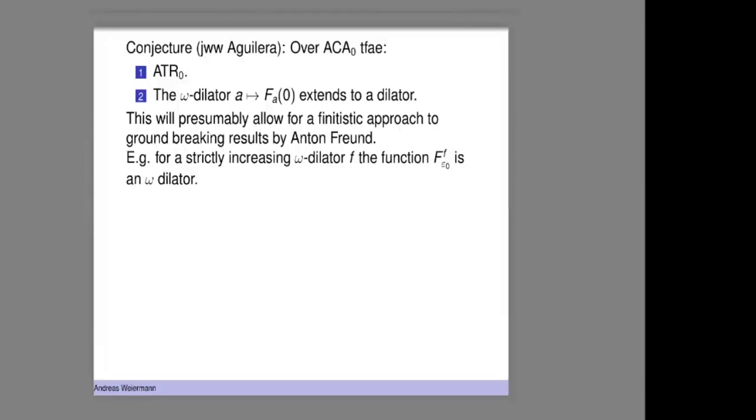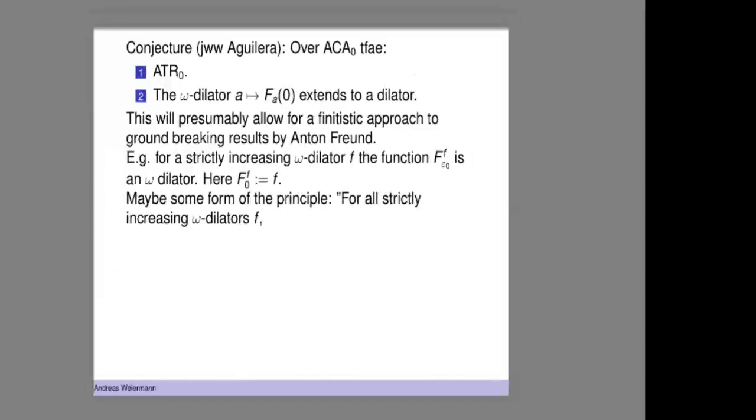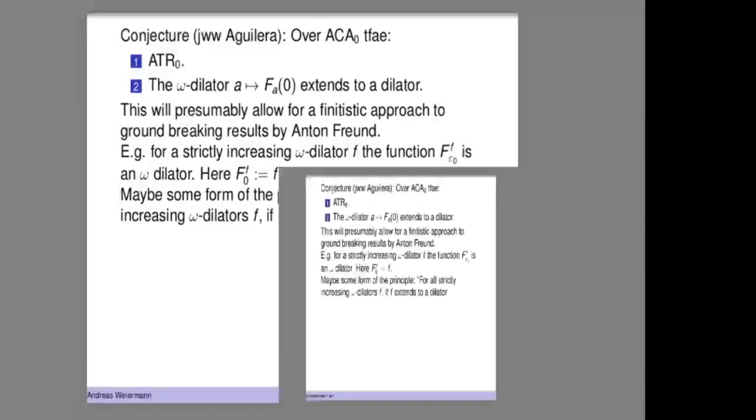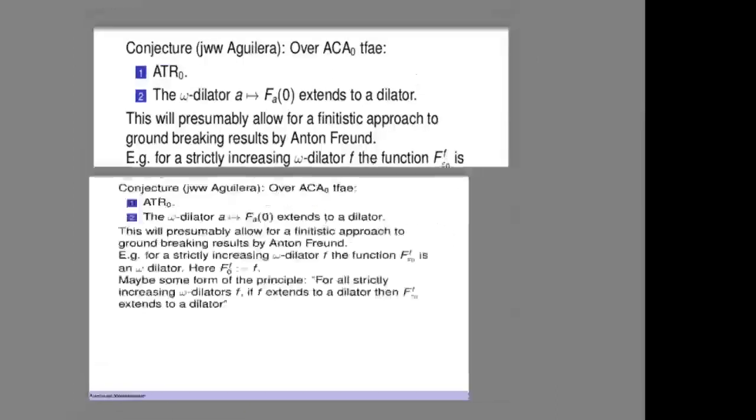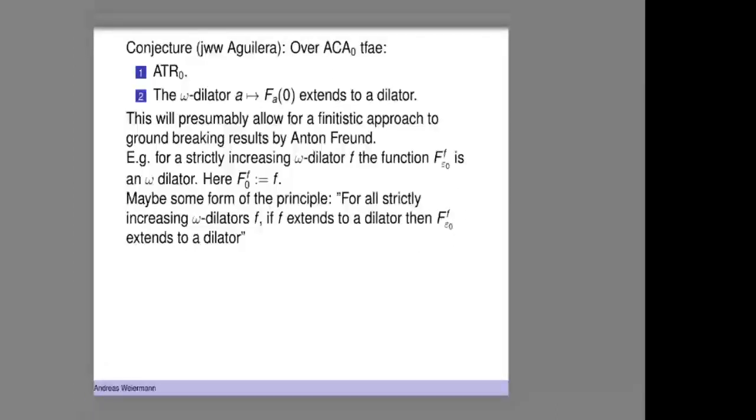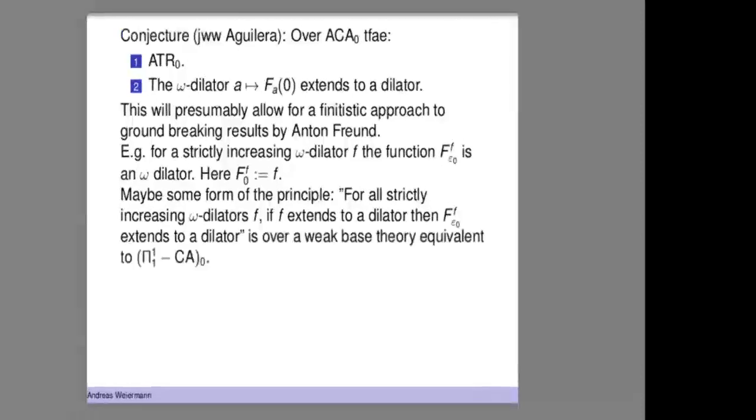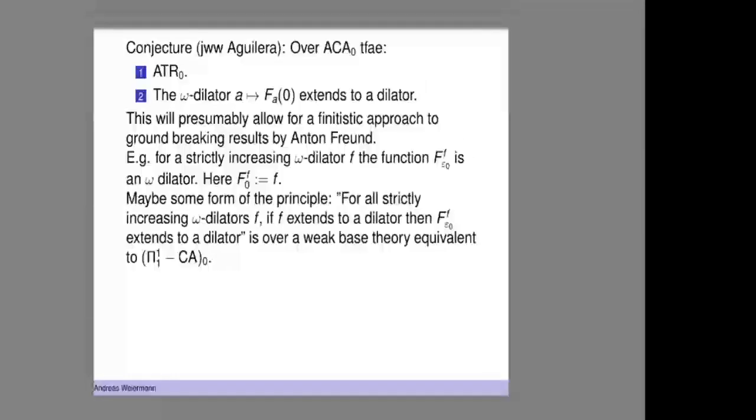And I think I will be able to show that there's a transition. If you start with an omega dilator, then the new function is also an omega dilator. And then there's a principle: for all strictly increasing omega dilators f, if f extends to a dilator, then f epsilon 0 of f extends to a dilator. This principle might be equivalent to pi-1 comprehension. And this would be a rather interesting application.